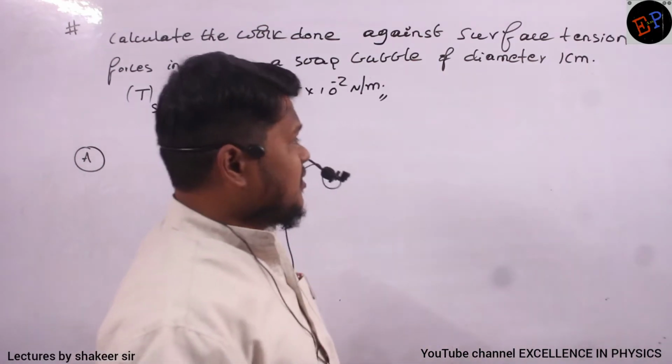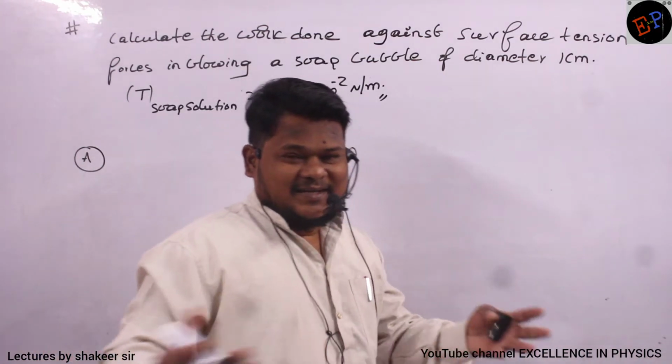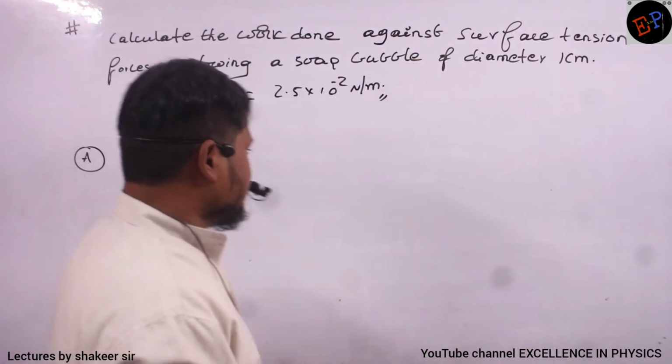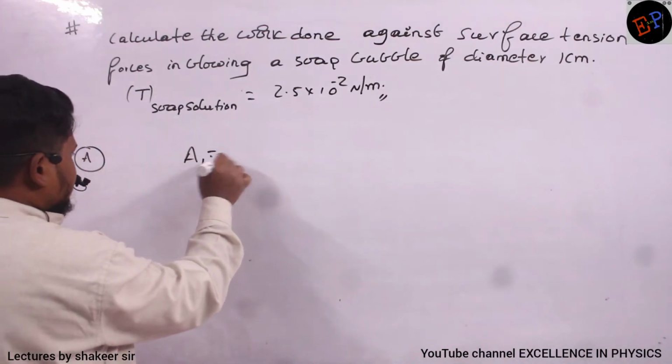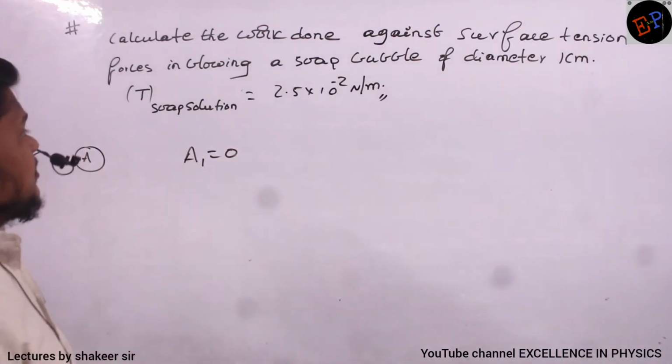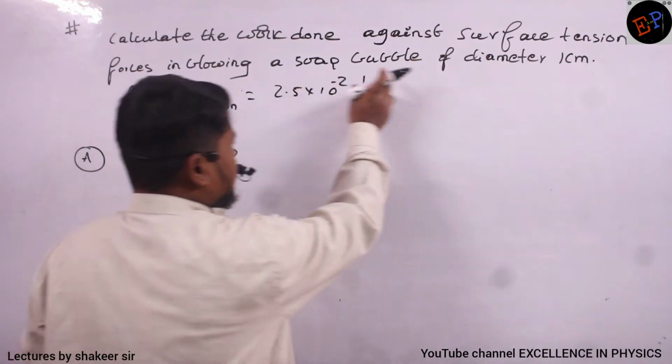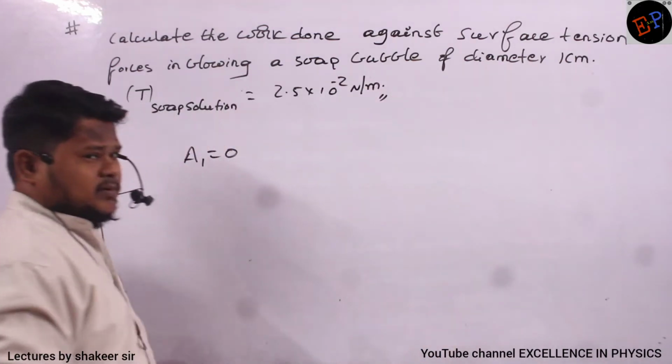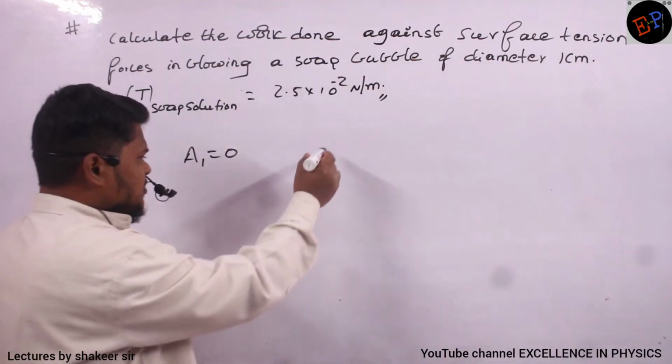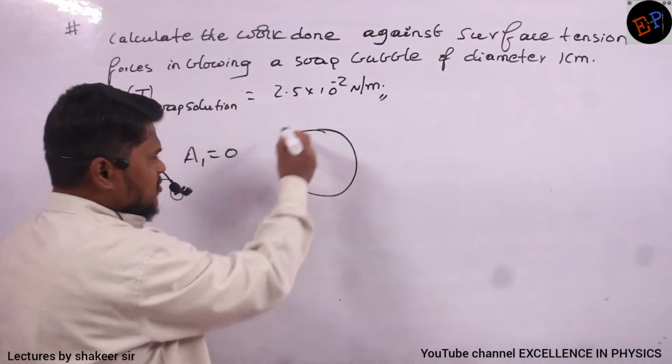We are not increasing area, we are creating total area. Initially there was no area. Are you able to understand? Initial area is how much? 0. Finally, we are supposed to blow a soap bubble of diameter 1 centimeter. Soap bubble means, you know, no? You will be blowing soap bubbles, no?